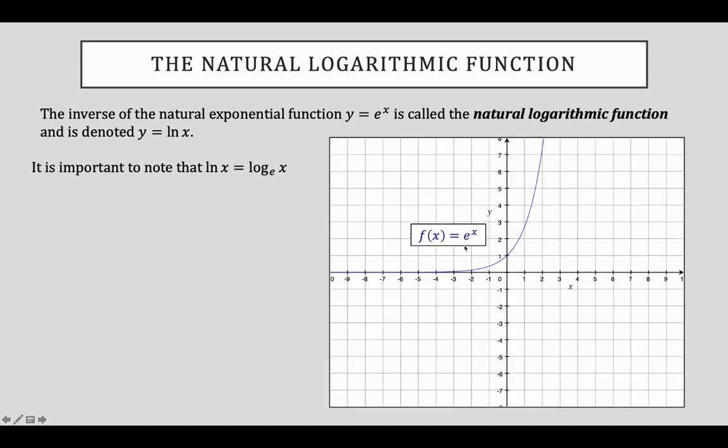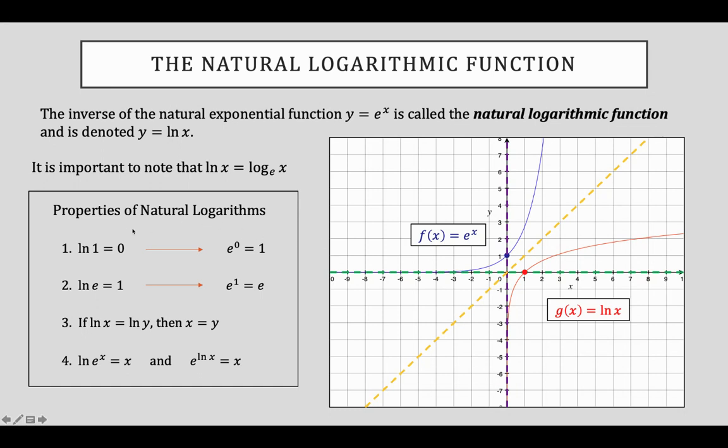So here we have f of x is equal to e raised to the x power. Here is our natural exponential function. And again, same y-intercept, 0, 1, same horizontal asymptote, y equals 0. What's going to happen if we reflect this graph over the line y equals x? My y-intercept now becomes an x-intercept. My horizontal asymptote now becomes a vertical asymptote. And I now have the graph of g of x is equal to ln of x, log base e of x. ln of x is the inverse function of e to the x.